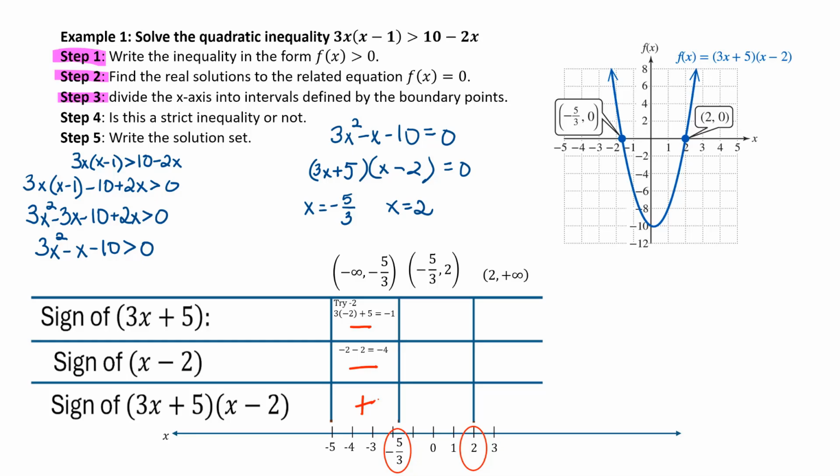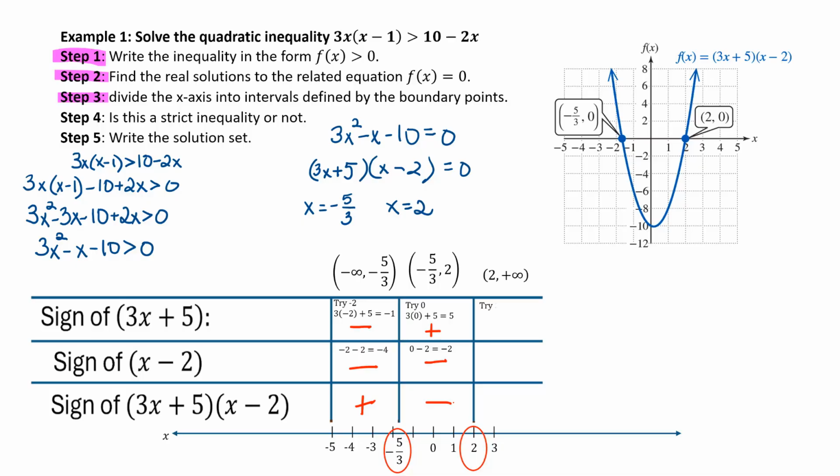Now we're going to look at the interval from negative 5/3 to 2. We're going to try an x value in that range. That could be 0, the easiest one. You plug that into 3x plus 5, and you get 5. So that factor is positive on that interval. Next, the factor x minus 2, if you put 0 in there, you get negative 2. So the factor is negative on that interval. When you multiply the two factors together, positive times negative is going to give you negative. So on that interval, the function is negative.